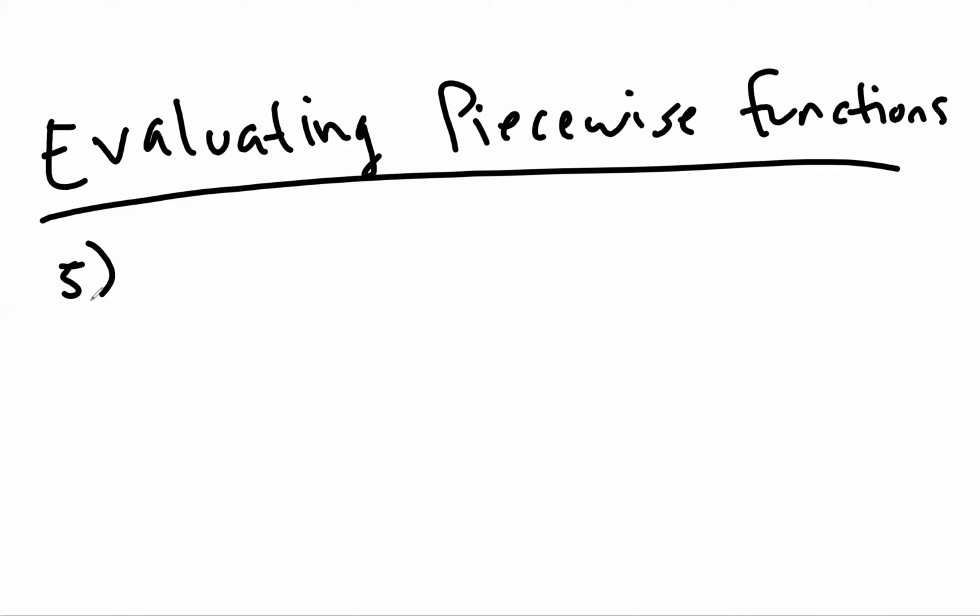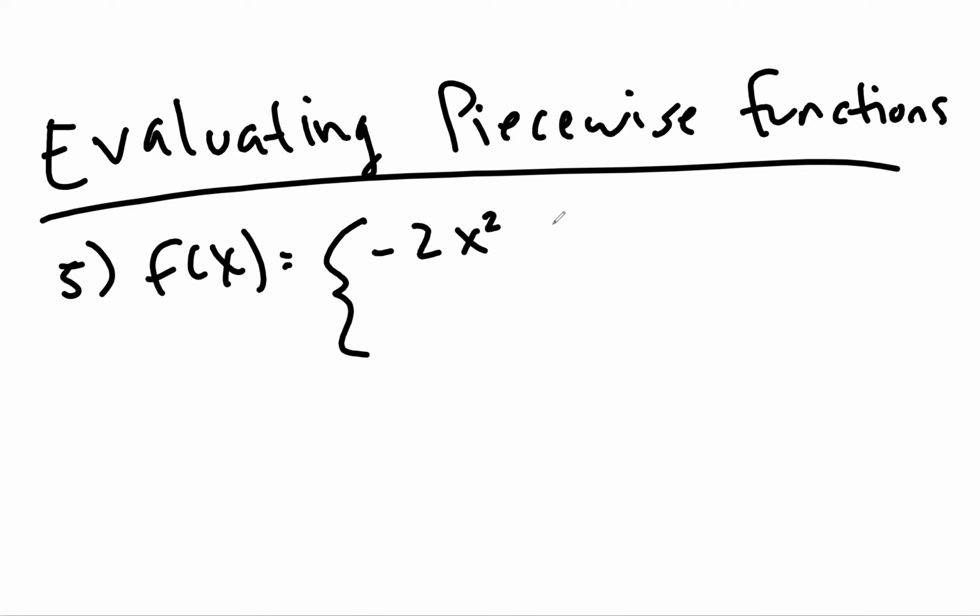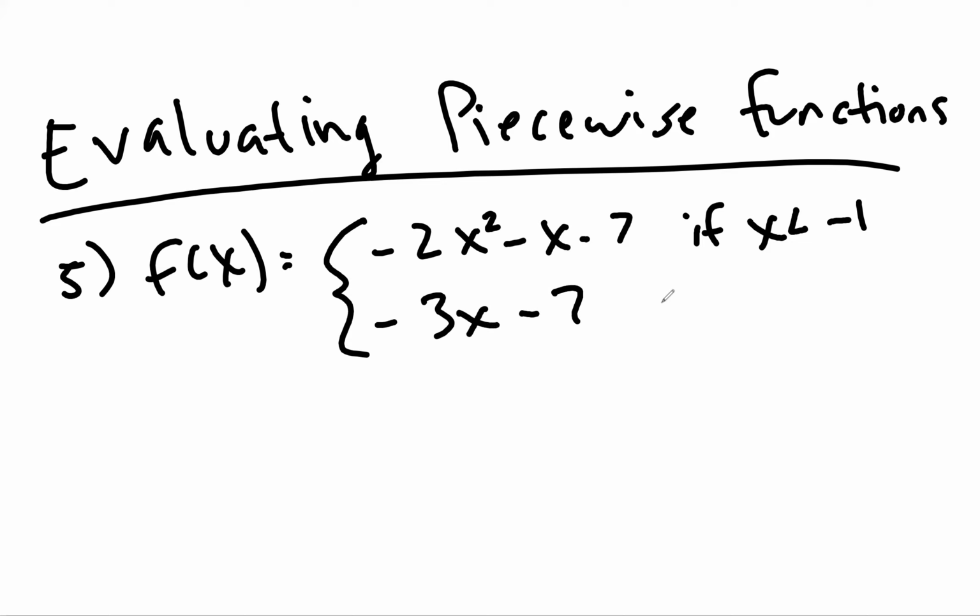Here's what the problem is going to look like. We're going to have f of x, and we're going to get 2 functions. So -2x squared minus x minus 7 if x is less than -1, or -3x minus 7 if x is greater than or equal to 7. Now, just a moment ago, somebody asked me, are we ever going to have like a cube and a square? And I said, no, that's for graphing. When we're evaluating, it's fair game. Who knows what these functions are going to look like? But really, I don't care, because it's going to be so much easier.